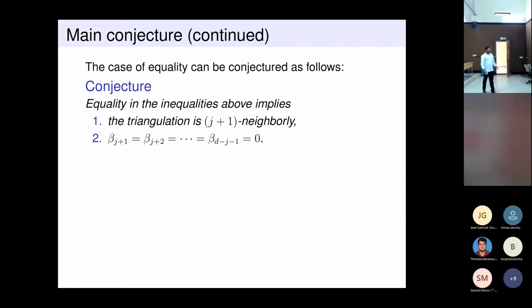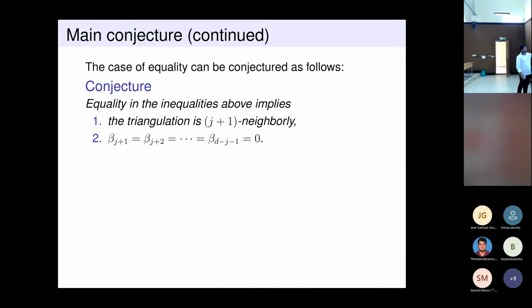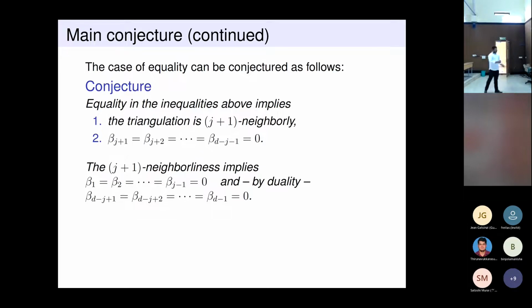Now the case of equality can be conjectured as follows. For the time being, we assume that this is our first conjecture in this slide, and this is the second conjecture. So here the case of equality we are talking about. Equality in the above inequality implies that the triangulation is (j plus 1)-neighborly. So (j plus 1)-neighborly will automatically imply that beta 1, beta 2 up to beta j minus 1 equal to 0. And again, by using duality, one can check that beta d minus j plus 1 to beta d minus 1 all are 0.